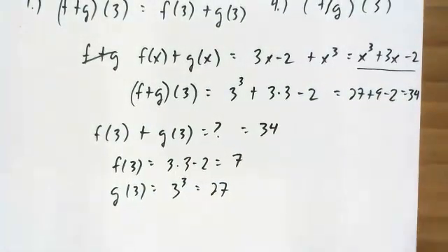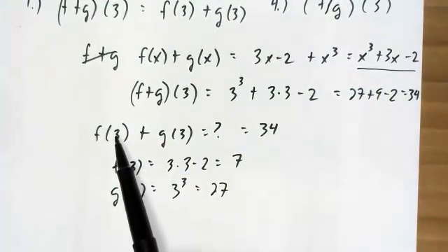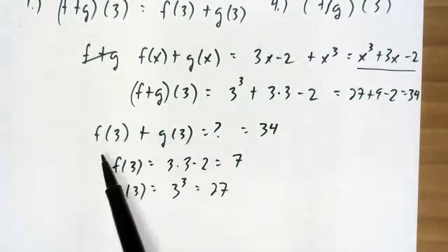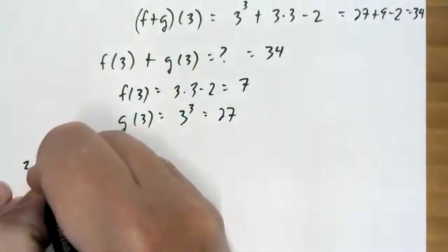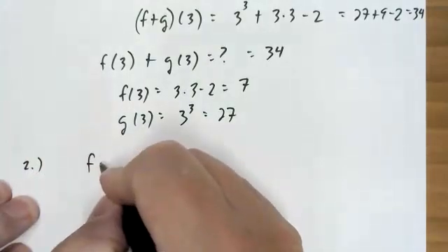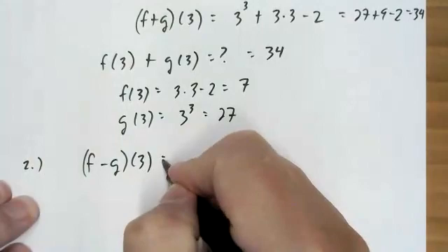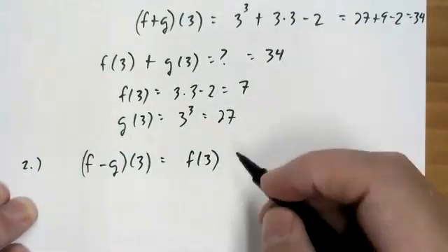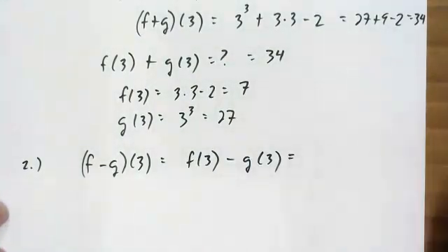So hopefully you can see it's almost always easier to immediately plug in your number for x, and then go ahead and do the operation. So for instance, for the second question up here, f minus g evaluated at 3, I'm going to just take f of 3 minus g of 3.